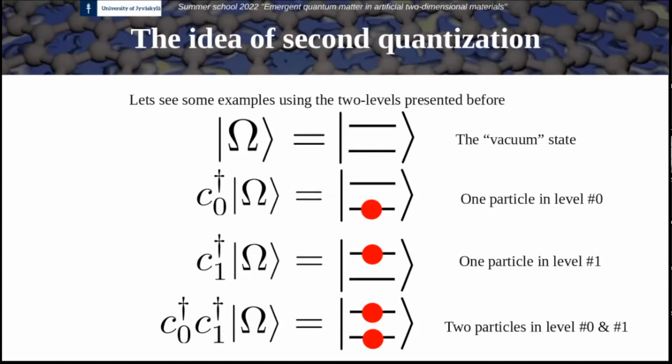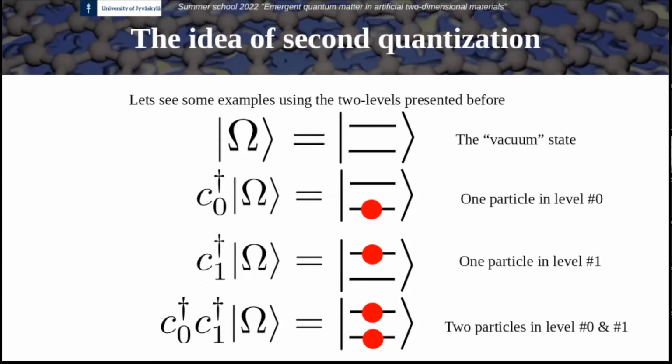All right, so now the basic idea is that every single state that you thought about in first quantization, namely a state with 0 electrons, a state with 1 electron, a state with 2 electrons, and so forth, can be written with these very same creation and annihilation operators.